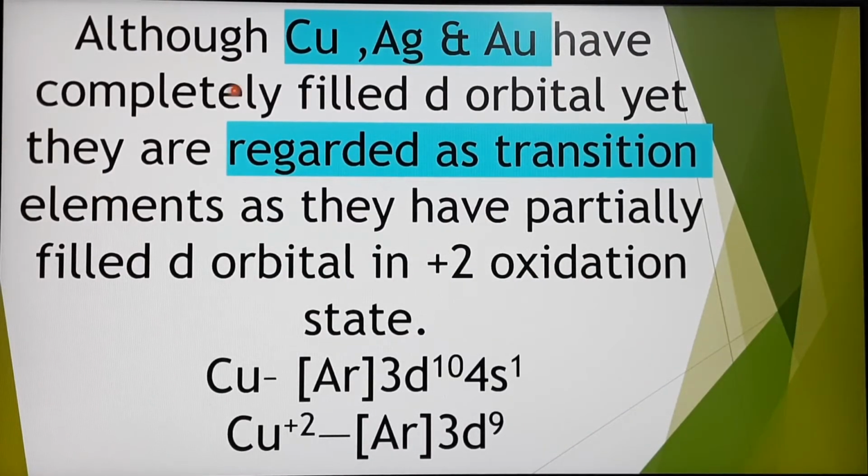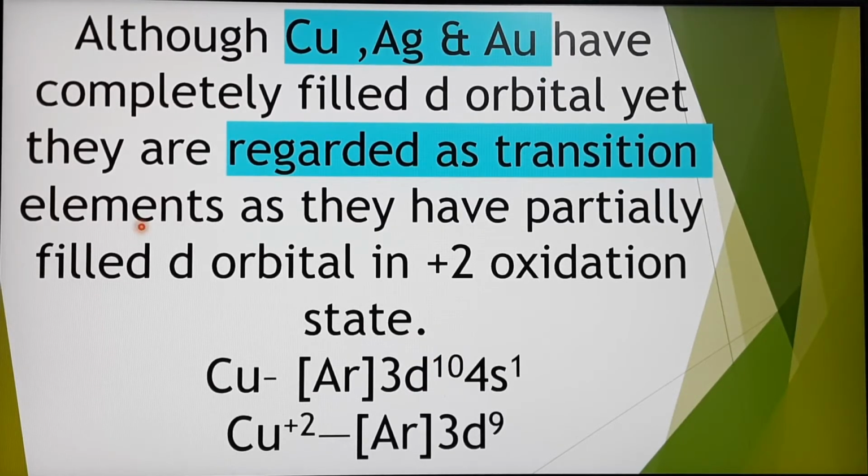Now come to apply the same concept to the elements present in the 11th group, that is copper, silver and gold. Zinc, cadmium and mercury are the last members of the series, present in the 12th group. If we study the configuration of these members, suppose here the configuration of copper is written, again the d orbital is completely filled, but they are regarded as transition elements.